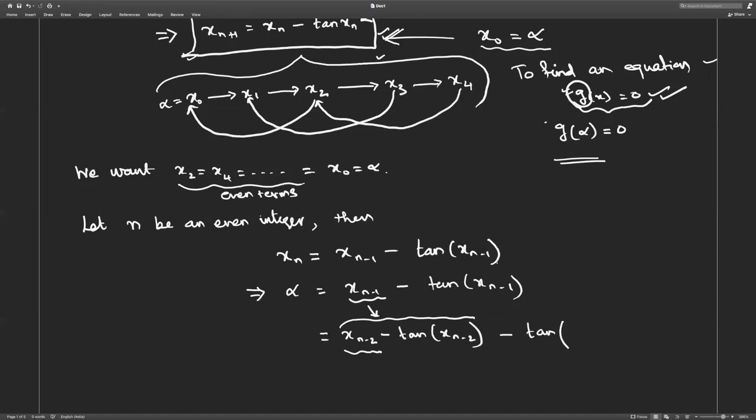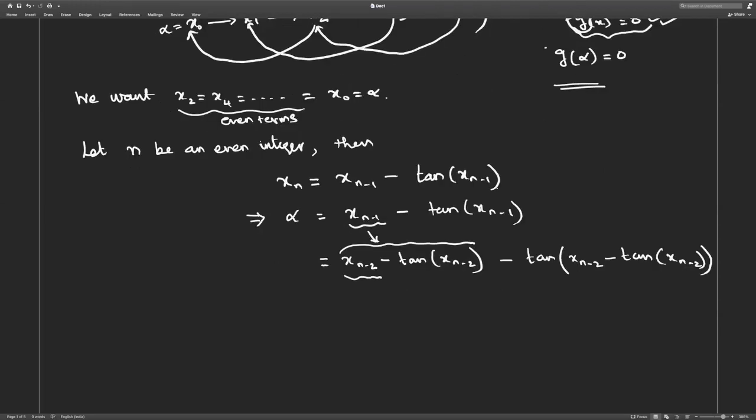Minus, similarly, tan of this odd term. Again, you bring it to an expression in terms of even term by putting the formula for the term xn minus 1, which is given by, again, xn minus 2 minus tan xn minus 2, right? And that is equal to alpha, because xn minus 2 is an even term, minus tan alpha, minus tan of alpha minus tan alpha, right? Now this is the nonlinear equation that you want, but you can further simplify it.